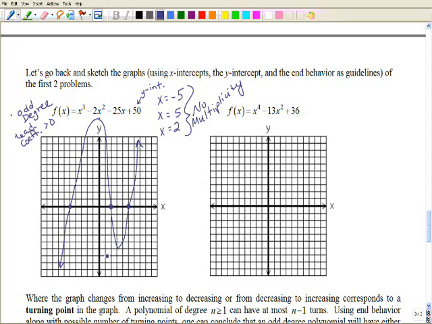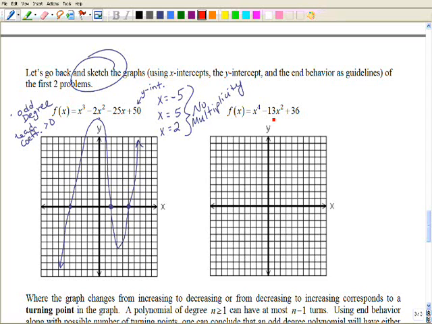So this isn't necessarily the most accurate. It does say we're just sketching it, so we're not being too picky. What we're looking for is the direction of the arrows, the roots, the y-intercept, and the behavior of the graph as it goes through the roots. Let's look at this other one.